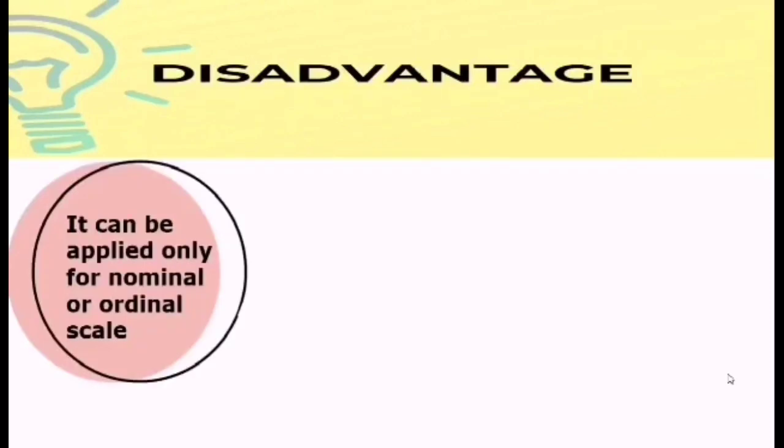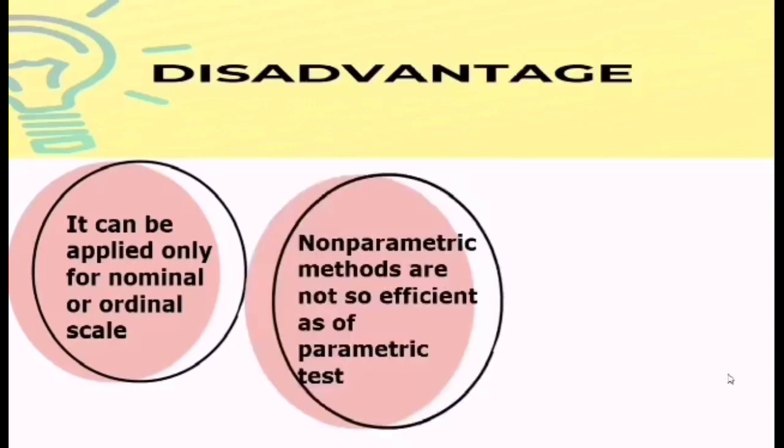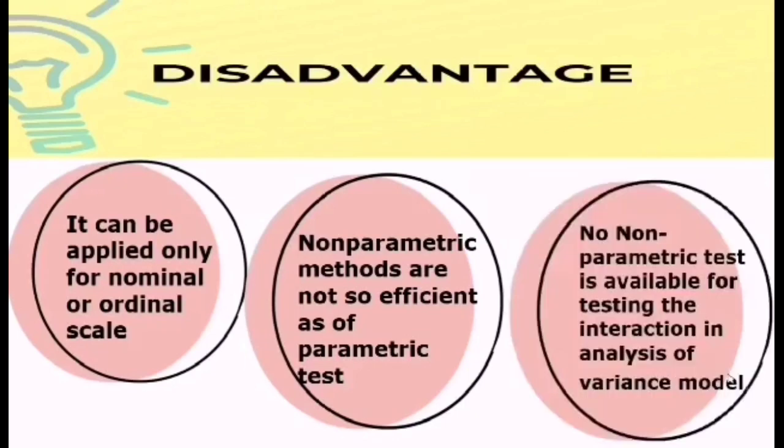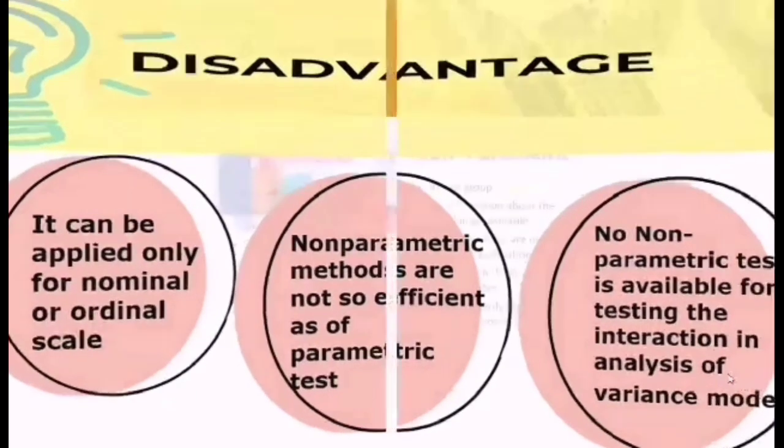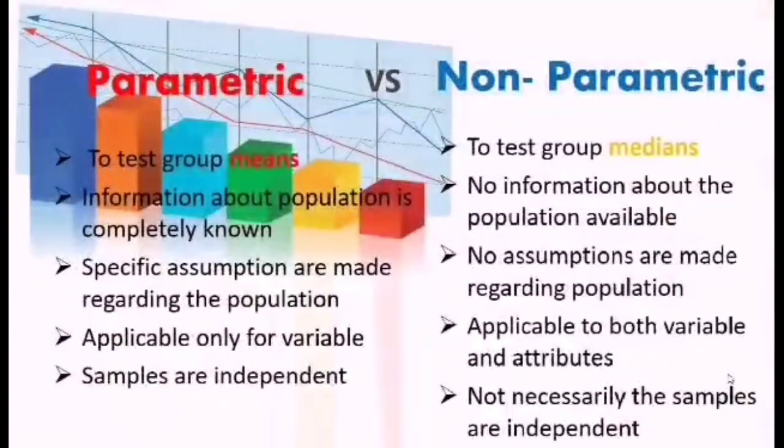While on the other hand, the disadvantages are that it can be applied only for nominal or ordinal scale. Non-parametric methods are not so efficient as parametric tests. No non-parametric test is available for testing the interaction in the analysis of variance model. So there you go, parametric versus non-parametric.